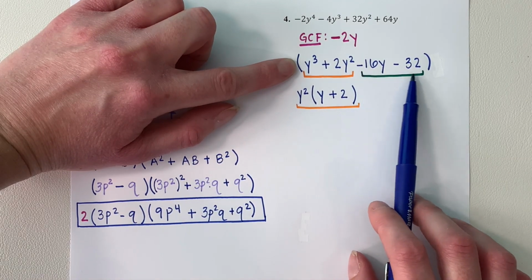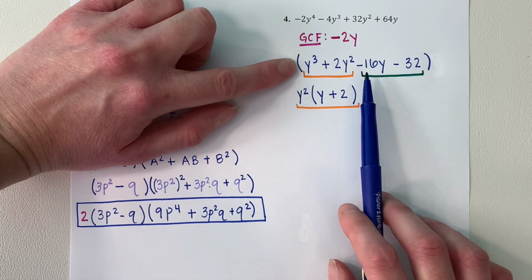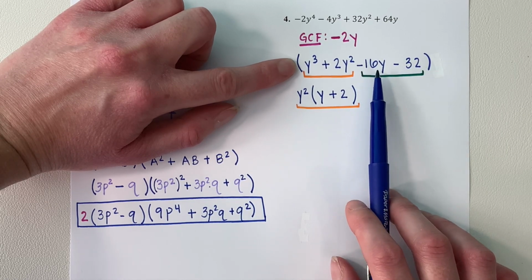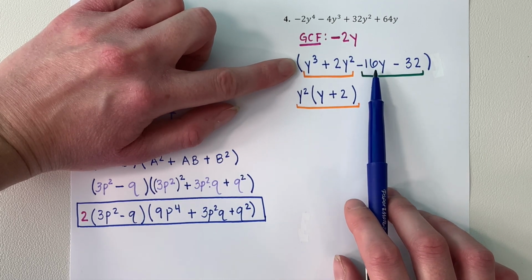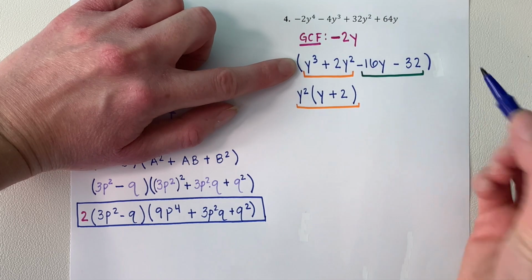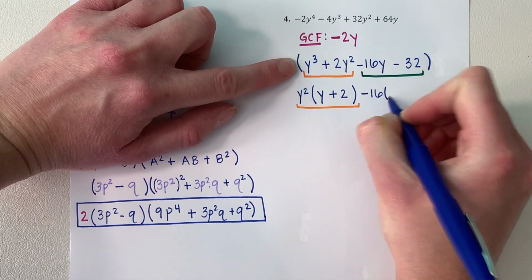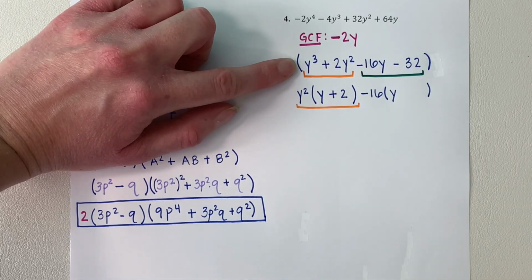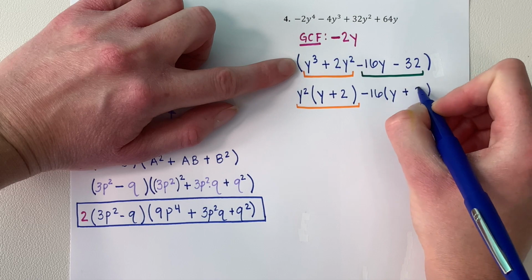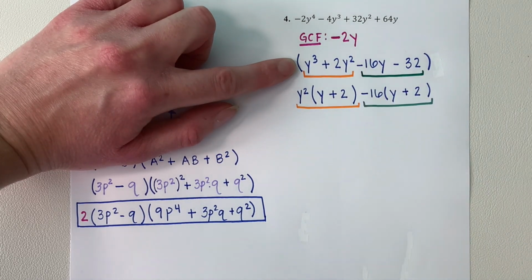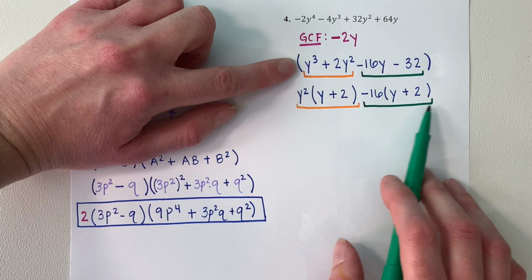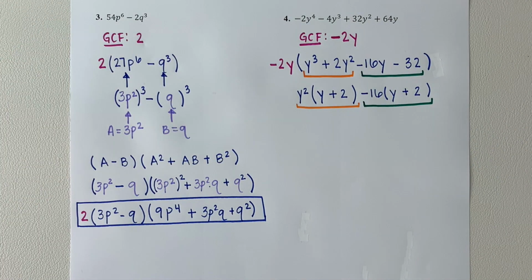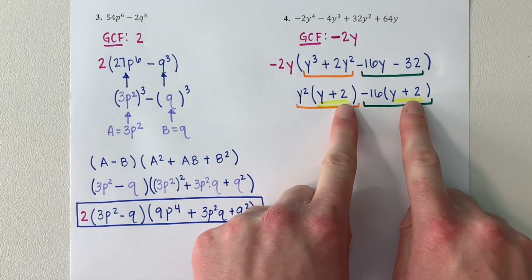Next, we need to factor the GCF out of these last 2 terms. Notice when we focus on these last 2 terms, the first term is negative, so that means our GCF must be negative, and the largest number that multiplies into both 16 and 32 is 16. So our GCF is negative 16. So we'll factor out the GCF. Negative 16 times y will give us negative 16y, and negative 16 times a positive 2 will give us negative 32. So we've now factored the GCF out of these last 2 terms. Now, I like factoring by grouping because you can check your work along the way. You'll know you're on the right track if these 2 factors match.